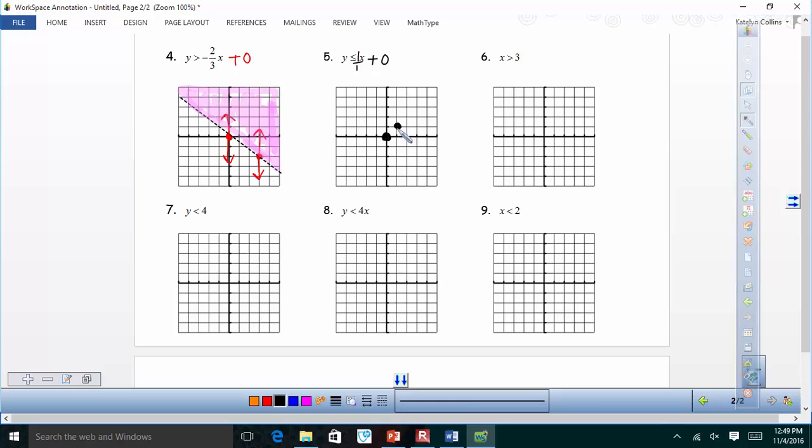Would this line be solid or dotted, Jocelyn? Solid. Okay. And then we're going to draw our arrows up and down. Jordan, if this is less than or equal to, where am I going to shade? Above or below? Below. So we're going to shade where the arrows are going down.